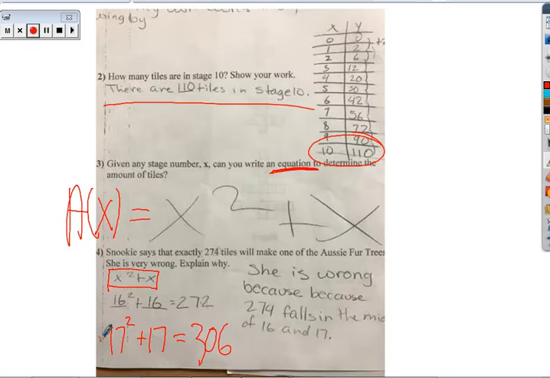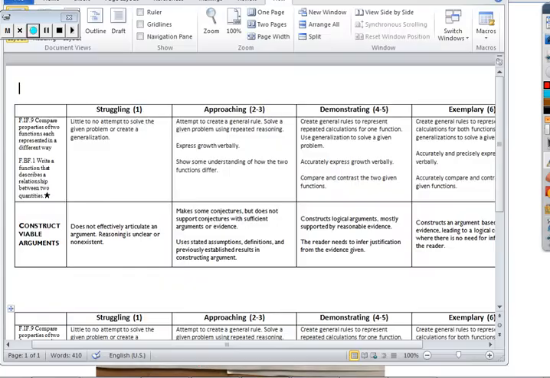I guess the final thing I'll say to conclude this video is you're going to get this back with a rubric. It's the same rubric you got back for the snake pea task. So you're graded on a couple of standards that are dealing with functions. Okay, this one was pretty good. Write a function that describes the relationship between two quantities. That was writing an equation or some sort of generalization. So in order to get demonstrating on this, you were going to need to write some sort of equation, some sort of general rule.